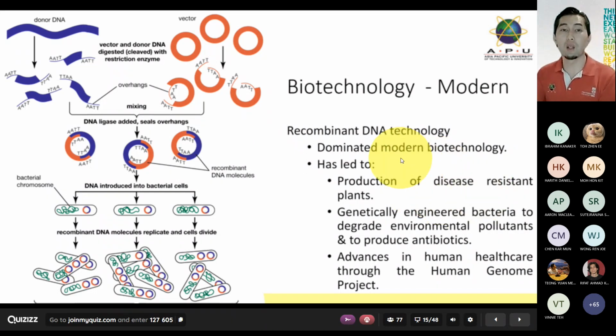It has produced a lot of examples and applications, such as disease-resistant plants. This is one of the most popular ones around. Genetically engineered bacteria are now able to degrade environmental pollutants for environmental purposes, and to produce things like antibiotics. There are also advances in human healthcare, whereby by knowing your genes and your traits, they can predict what issues you may go through.